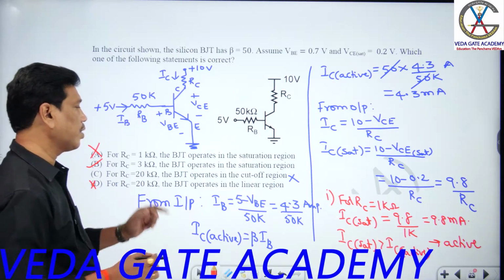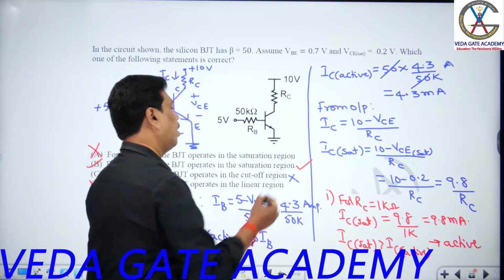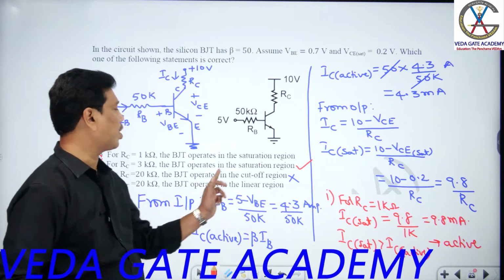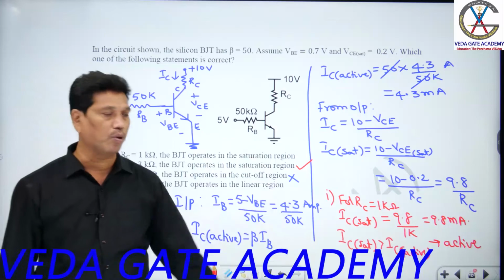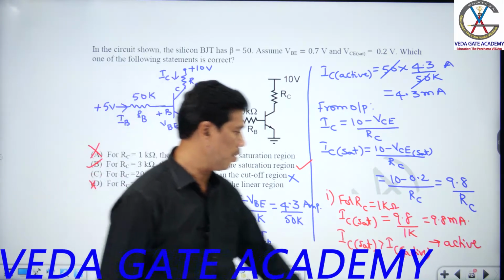So the right answer among all these is only option B: for RC equal to 3 kilo ohms, among the given options, it is in saturation mode, students. Okay. Check out the next question now.